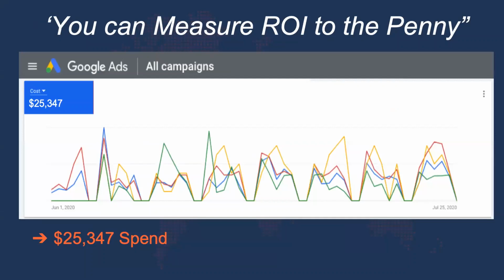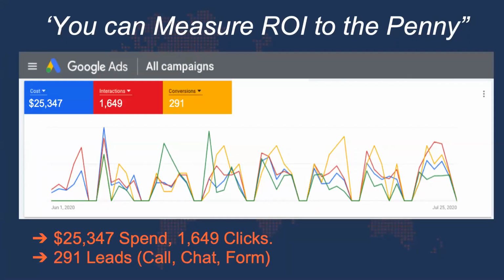So here's an example of a Google campaign. Over the period of several months, we spent about $25,000. We had 1,649 interactions, basically clicks or click to calls, and that led to 291 conversions. Again, we know precisely exactly how the campaign is working.